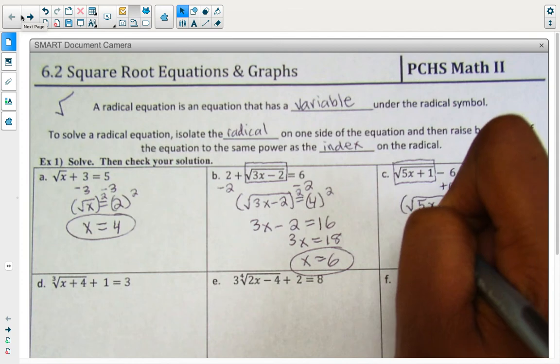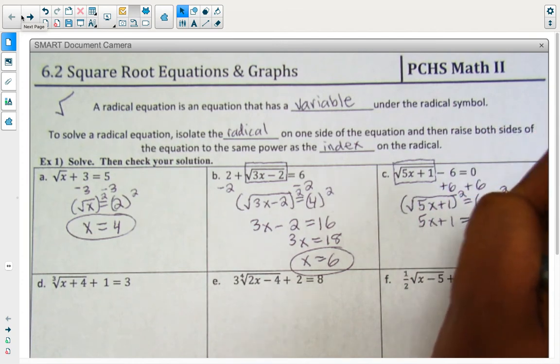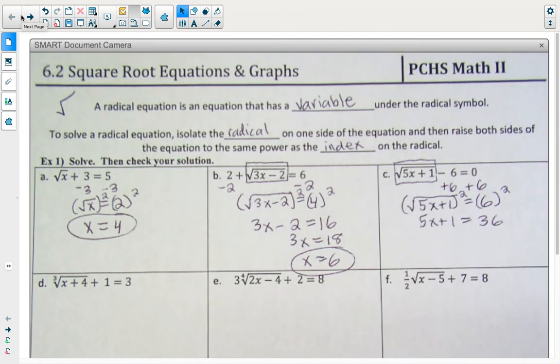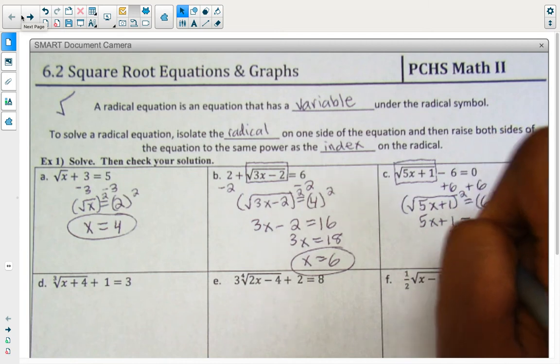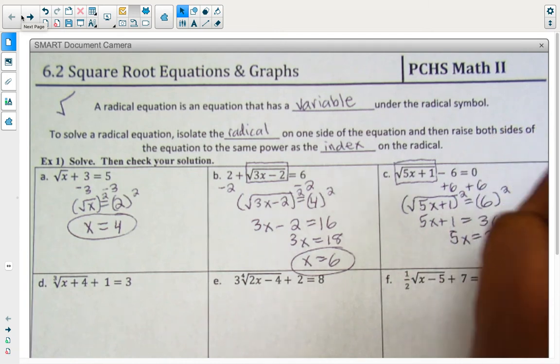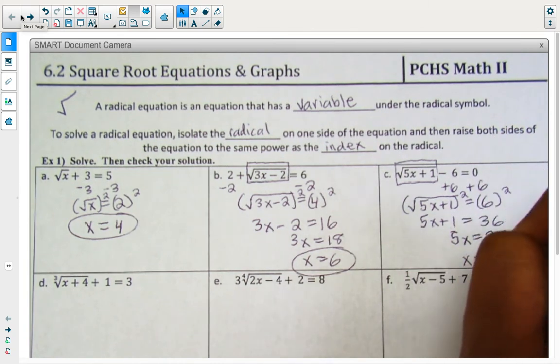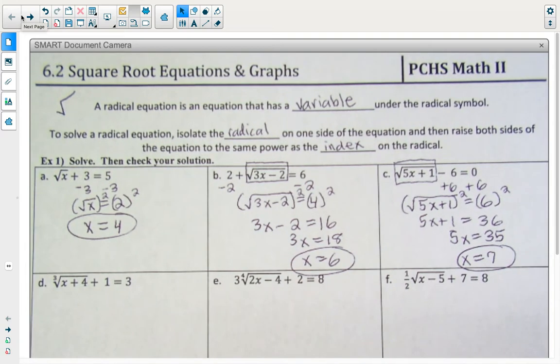So 5x plus 1 equals 36. From here, I'm going to go ahead and solve the equation. Of course, feel free to pause it if you need some time to try by yourself. But I'm going to subtract 1 and divide by 5, and that'll give me my final answer. So subtract 1 and divide by 5. So my final answer is 7.